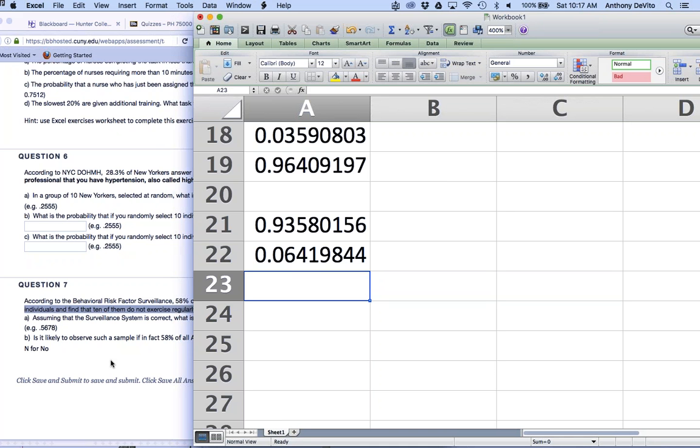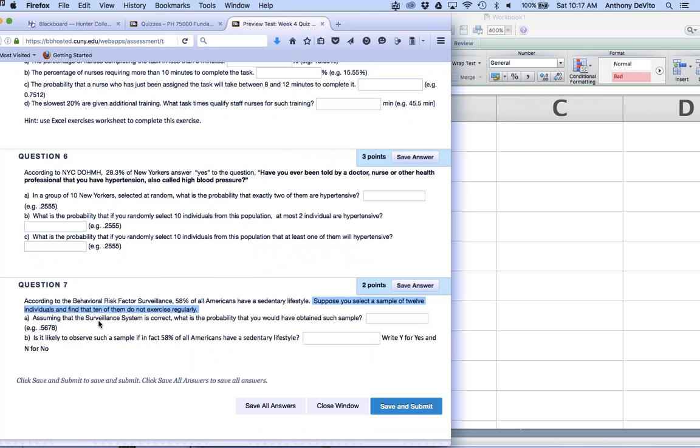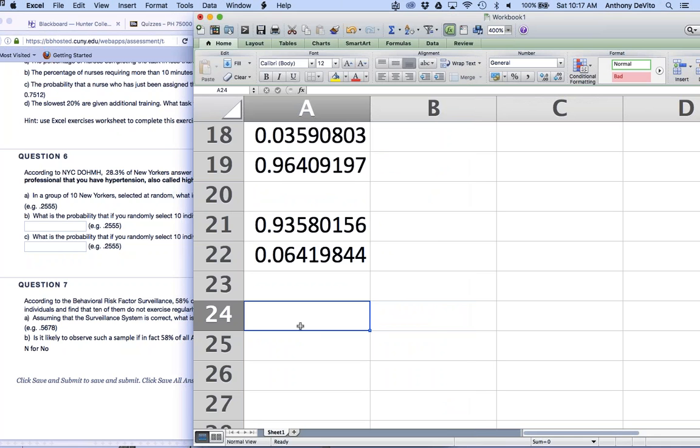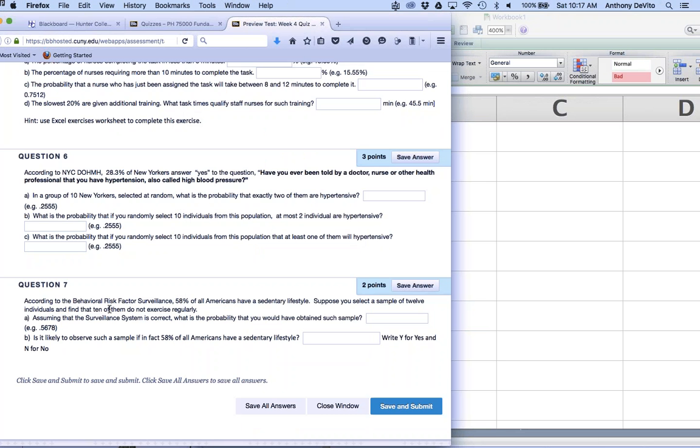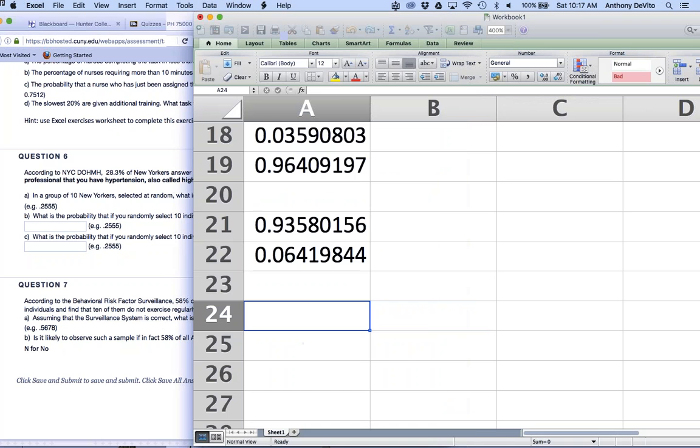I'm going to leave that at that because I'm not positive which direction here. But let me read the question again. Suppose you need a sample of 12 and you find that 10 of them do not exercise. So what is the probability you will obtain such a sample? I'm not in love with this question. I might have phrased it, what's the probability you would obtain exactly such a sample? I would have said, what's the probability of getting exactly 10?